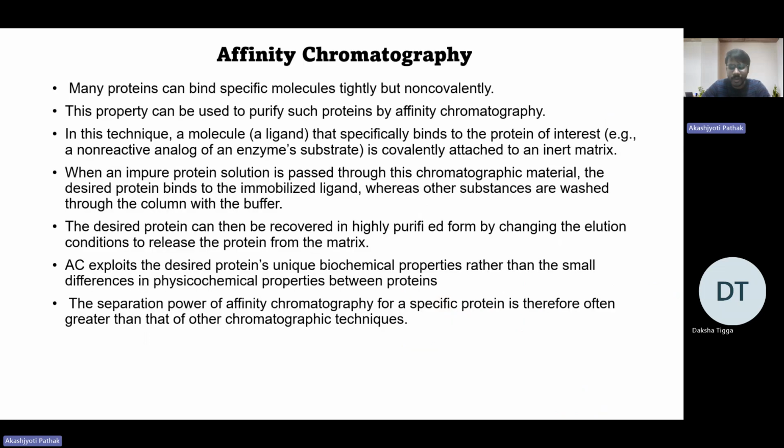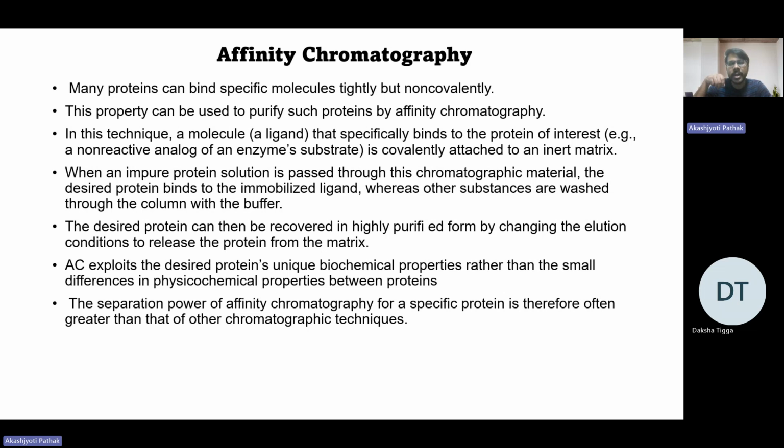So what is affinity chromatography? Till now we understood ion exchange chromatography, IEX. We learned about hydrophobic interaction chromatography. We learned about size exclusion chromatography. So size exclusion chromatography is separating proteins on the basis of size and shape.